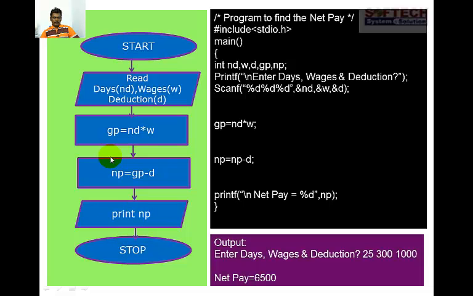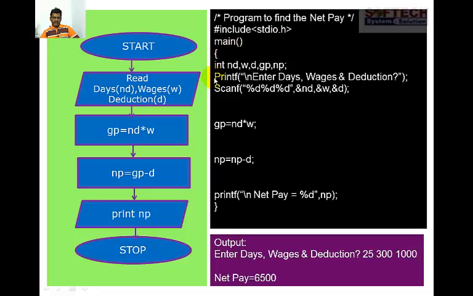So now we identify the problem. Then we write the algorithm. Then we draw the flowchart. So now we develop the coding by using C language. Slash star, program to find the net pay. This is a remark. If we put slash star, we can write anything. It ends with star slash. From slash star to star slash, the compiler does not consider the line. It skips it. This is only for our hints.